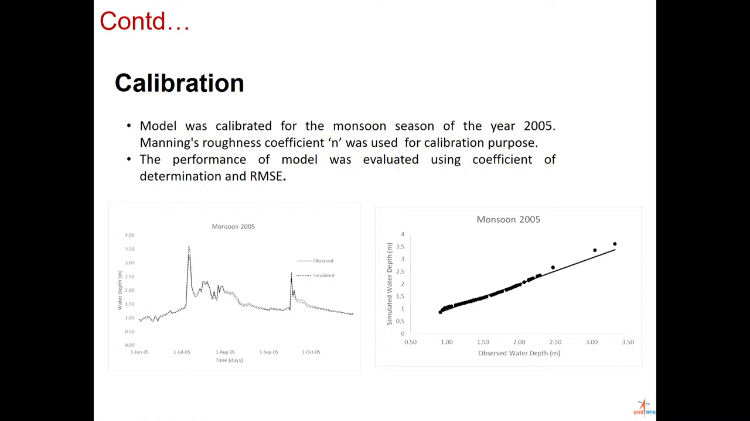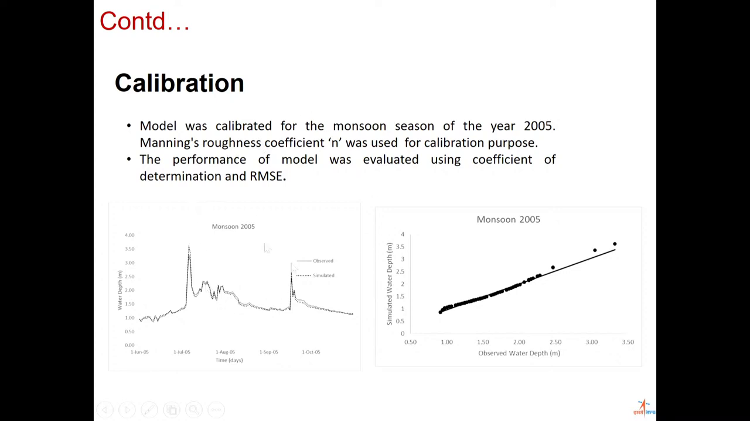There are certain statistical parameters which help you understand how efficient the match is between your simulated and observed. You can go for the correlation coefficient R square. If it is normally more than 0.7 or 0.75, you can say that your model is working fine. And if the root mean square error is less than 1 meter, maybe 40 centimeters, 50 centimeters, then you can say that your model is working fine.